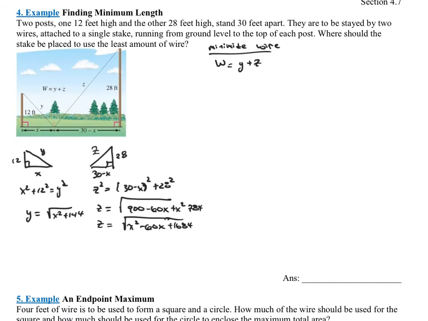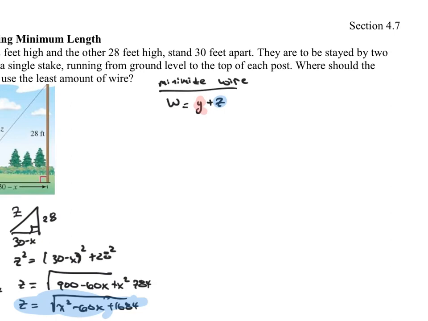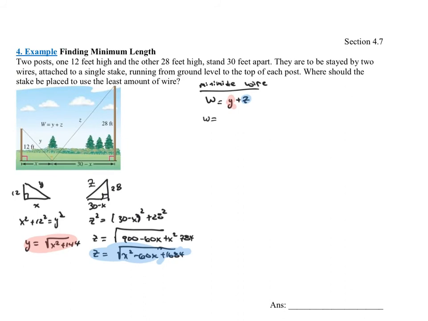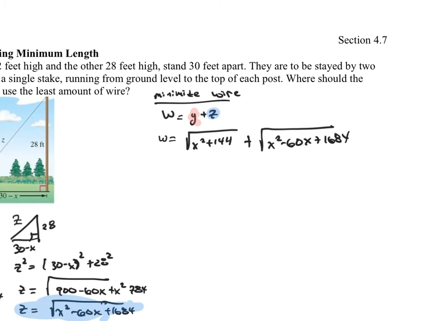Okay. So what are we going to do? Well, we can substitute both of those, y and z, into the original equation. So for the length of the wire that I want to minimize, I would have w equals y, which we said was the square root of x squared plus 144, plus z, which was the square root of x squared minus 60x plus 1684. Because this is what we want to minimize, we need to find the derivative of this.